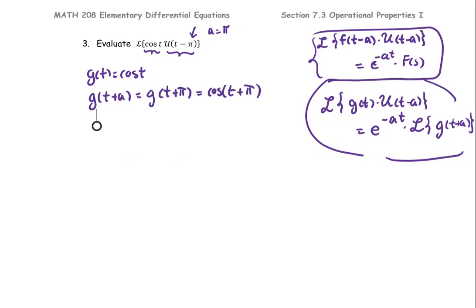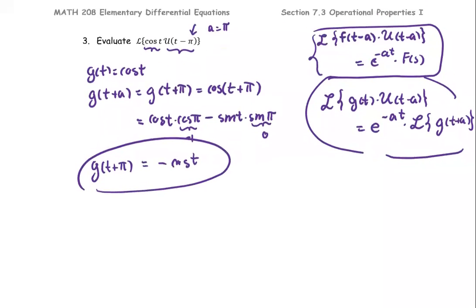So then for the cosine of t plus pi, we apply the formula of the cosine of the sum from the trigonometry course as cosine t times cosine pi minus sine t times sine pi. The cosine at pi is negative 1. The sine at pi is 0. Then g of t plus pi is in the form of negative cosine t.